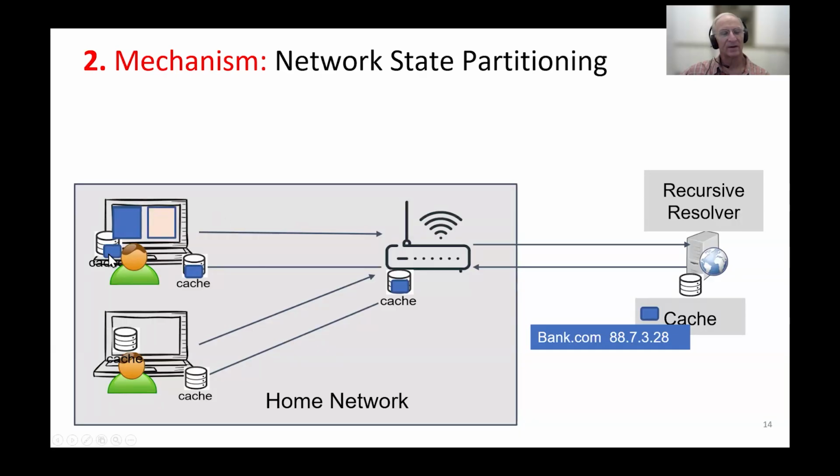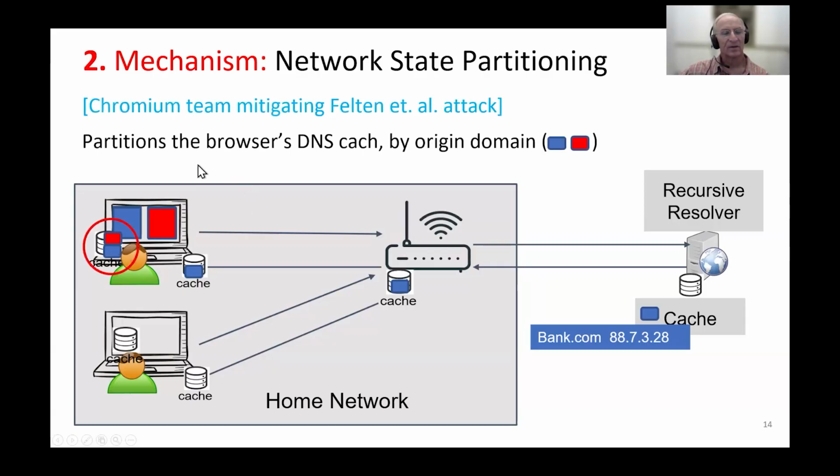What comes to our rescue is a technique in the browser cache, which is network state partitioning. Essentially, we have a different cache segment for different origins. If you ask for a domain from one origin or from another origin, it is stored in different parts of the DNS cache of the browser. So this helps us. This was actually developed by the Chromium team and other browser teams as a response to an attack mounted by Felten et al. earlier. So this comes to save us and helps us in mounting the attack, because we have different caches for different origins.